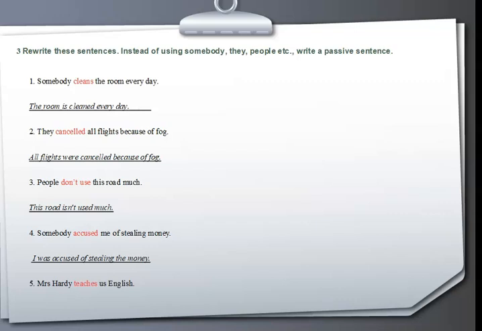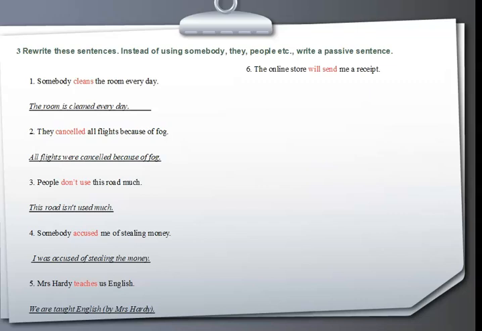Mrs. Hardy teaches us English. A sentence with two objects, us and English. We're going to take us, but we cannot start a sentence with us. We will start with we. We are taught English. And you can add by Mrs. Hardy if you want, but it's not necessary. Okay, we are taught English by Mrs. Hardy. Okay, cool. There are more sentences here to come, so don't go away.